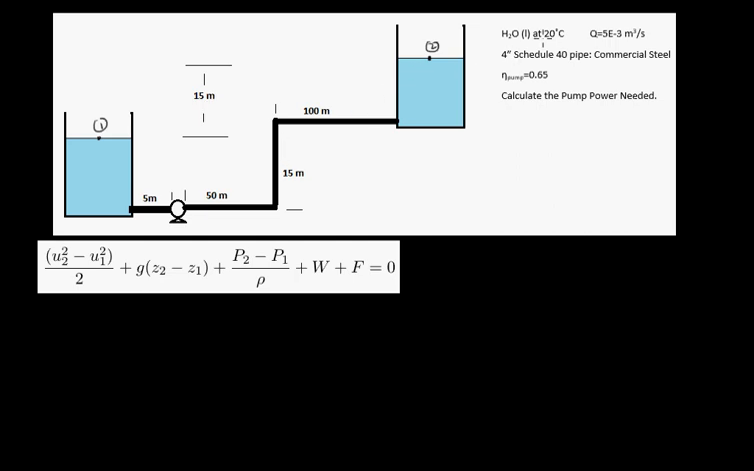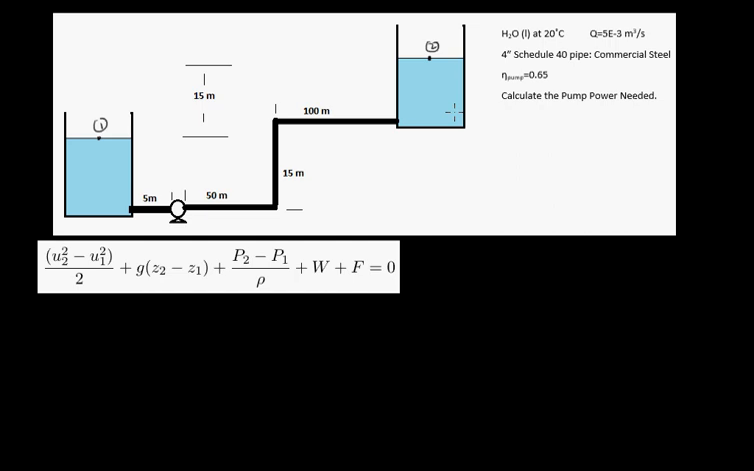We're told over here on the right that we're using water, and it's at 20 degrees Celsius. So we use that information to look up the fluid properties of water, so density and viscosity. We're told the flow rate produced by the pump, which is 5 times 10 to the negative 3 meters cubed per second. We're told that the pipe is 4-inch Schedule 40 pipe, and it's made of commercial steel. And then we're told that the pumping efficiency is 65%. Again, we're just trying to calculate the electrical power needed to pump water from tank number 1 to tank number 2 here.